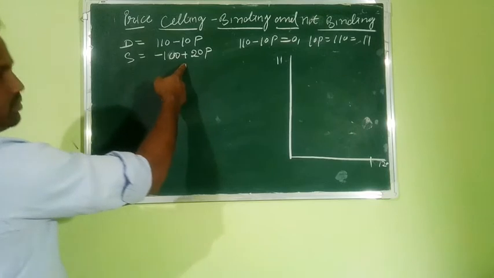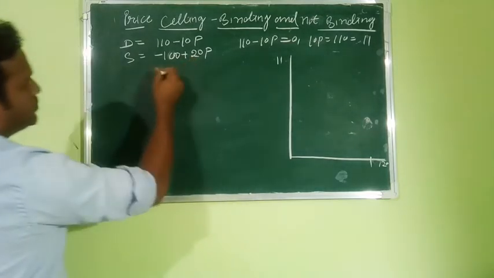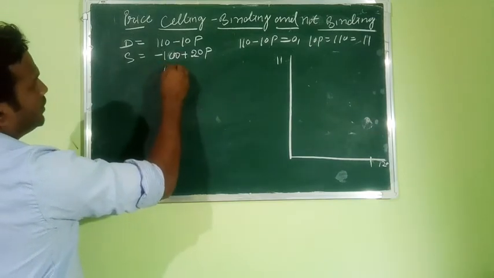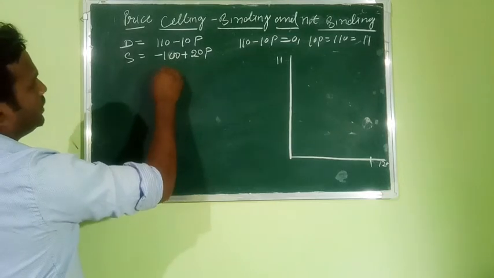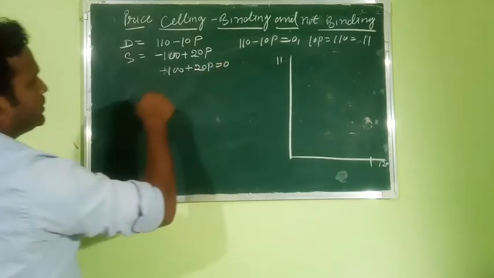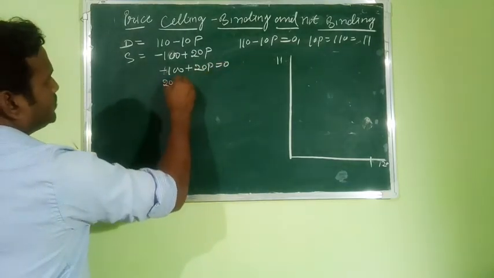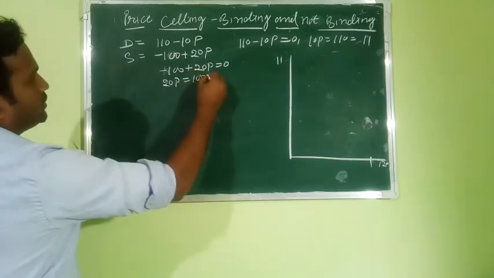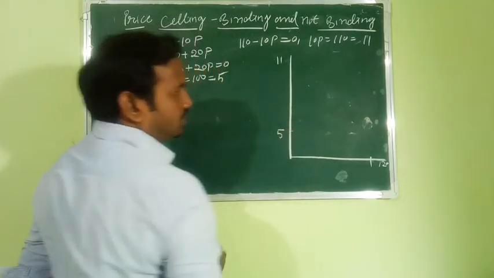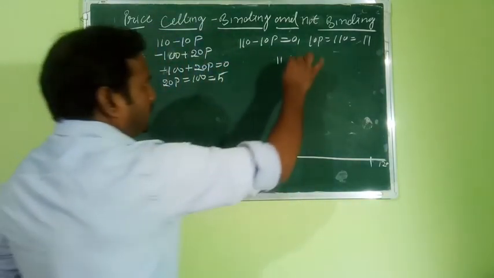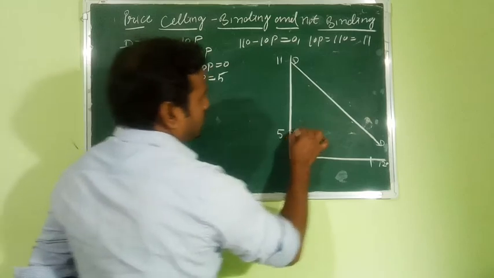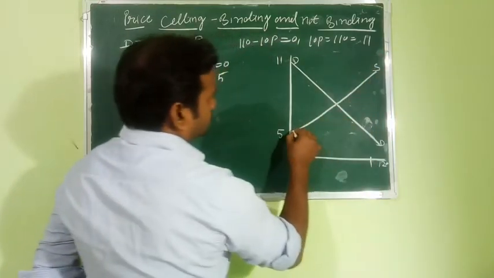Again, you can find the minimum supply price. Put minus 100 plus 20p equal to 0. Then 20p is equal to 100, so p is 5 rupees. The minimum price is 5. So the demand curve is downward sloping and the supply curve is upward sloping from 5.